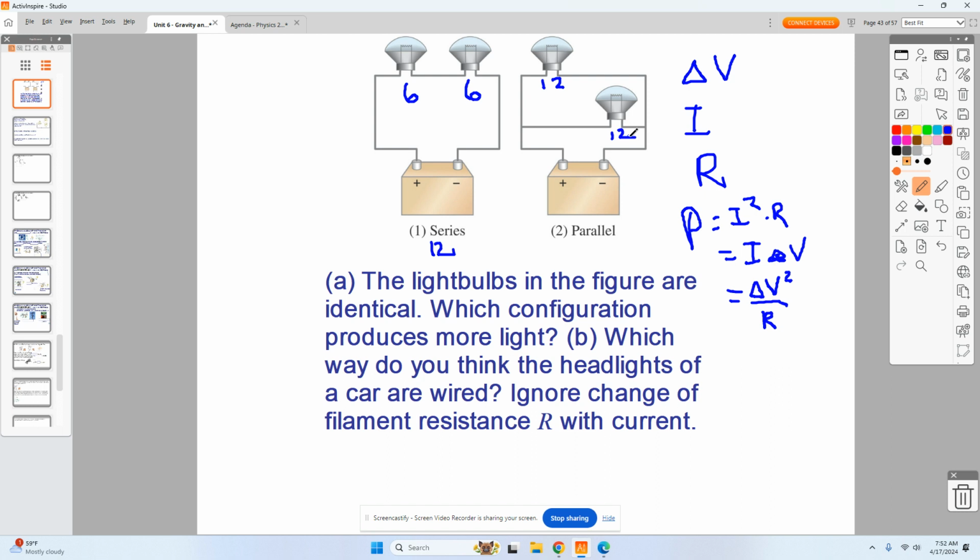Yes or no? More current? Why? What equation would you say that there's more current? Which one are you using here? I didn't write these things up here. I might as well do it. Delta V is equal to I times R. I is equal to delta V over R. And R is equal to delta V over I. So how does the current compare? Current in this one, in the 12-volt top bulb versus here. How much more current?